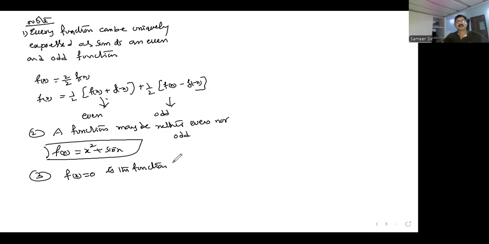बहुत अच्छी बात है यार, is the function which is both even and odd function, right? और एक बात है यार, इन दोनों की बात क्या है बोले, every even function is not one-one.